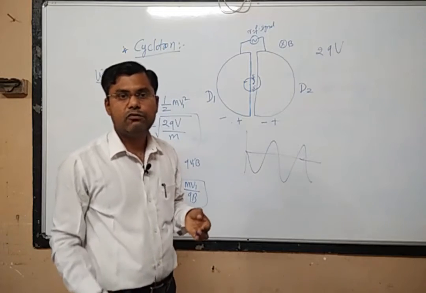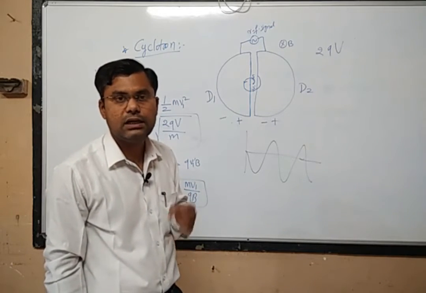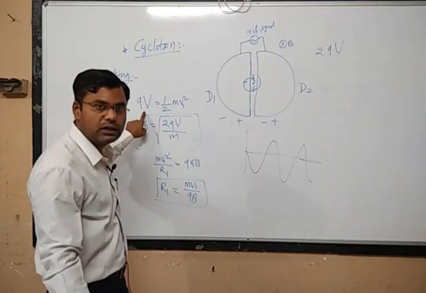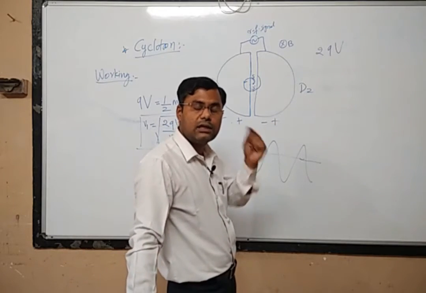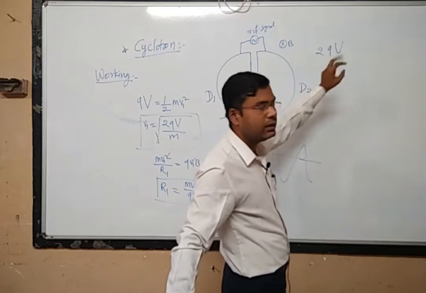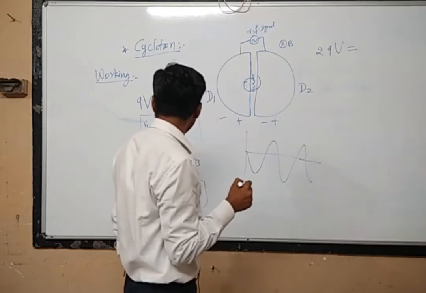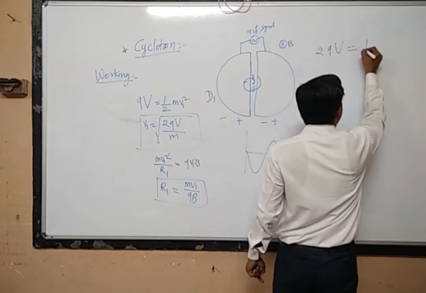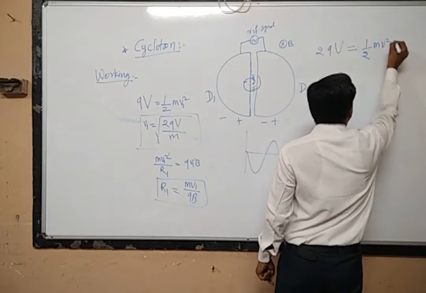We have to remember that for every kick, or every acceleration, the energy acquired by the charged particle is given by q into v. So for the first acceleration the energy was q into v, and in the second acceleration the energy gained will again be q into v. So the total energy acquired will be 2 times q into v. This energy will be converted into the kinetic energy, half mv square.